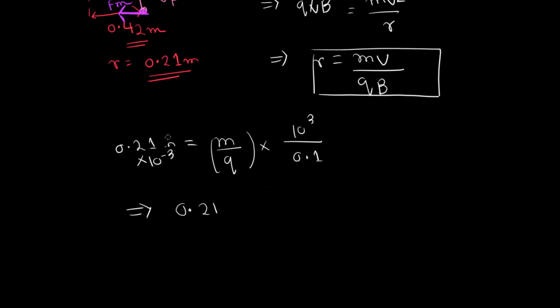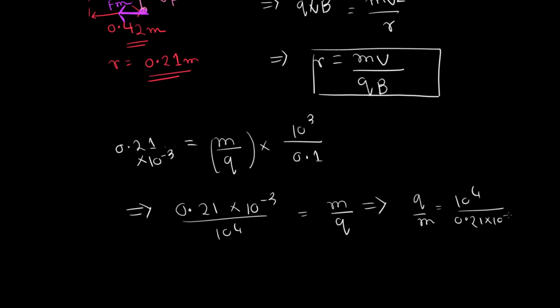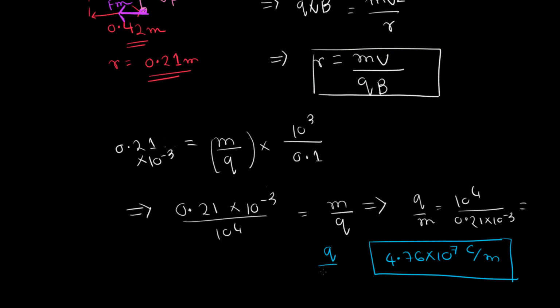because we have to convert everything into the SI units before the calculation. As in the question everything is in the SI unit, our calculation also has to be in the SI unit. So 0.21 into 10 to the power minus 3 divided by 10 to the power 4 equal to m by q. So from here, q by m would have a value of 10 to the power 4 by 0.21 into 10 to the power minus 3. Let us use a quick calculator to do this. This would give us a value of 4.76 into 10 to the power 7 coulomb per kilogram. So this is the particle's charge per mass ratio.